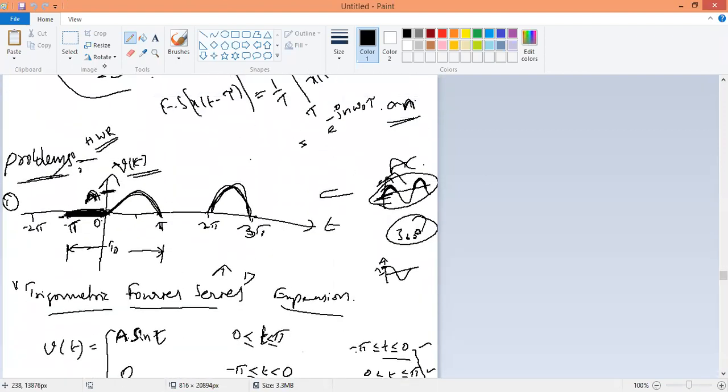Okay. See the first problem. They have given one waveform. The magnitude or amplitude of this waveform is A, and the total time interval is minus pi to pi, or 0 to 2 pi, or pi to 3 pi.